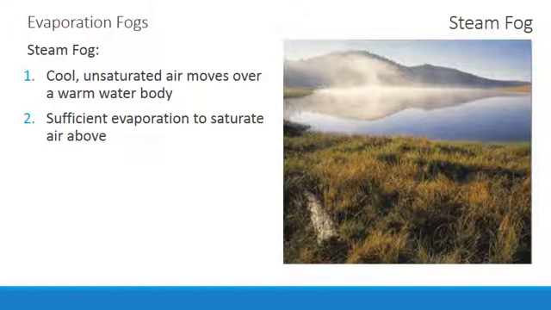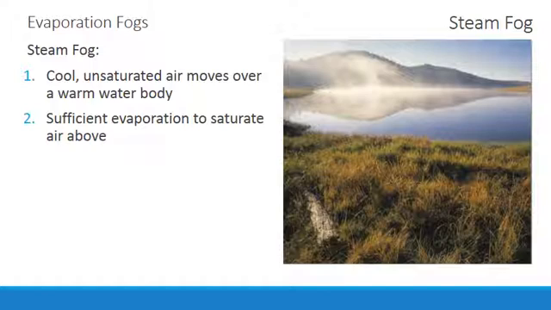When saturation occurs primarily because of the addition of water vapor, the resulting fogs are called evaporation fogs. So we're not changing the temperature here. Mostly what we're doing is adding moisture. Two kinds of evaporation fogs are recognized here. Steam fog is one of them, and frontal or precipitation fog is the other.